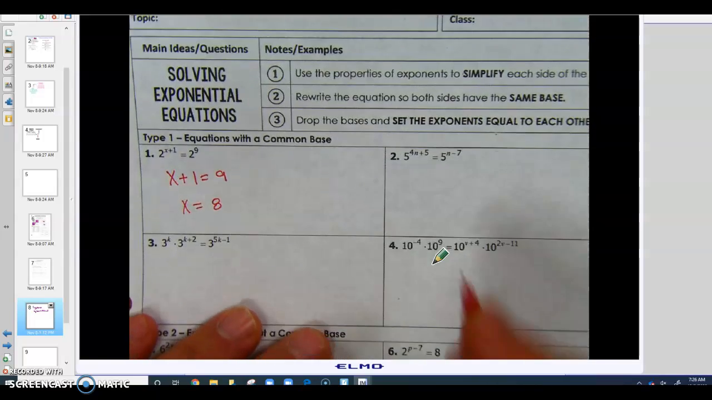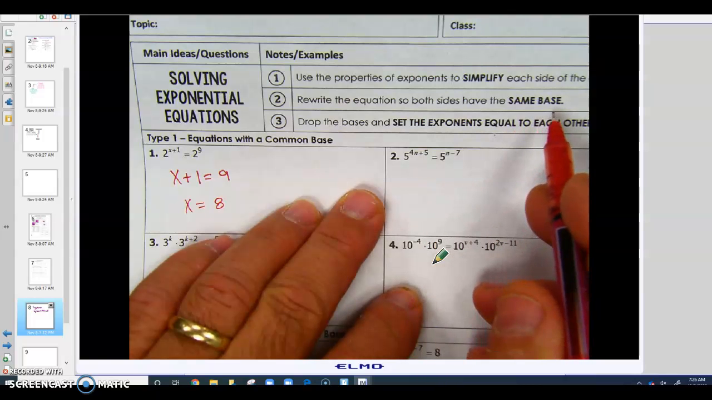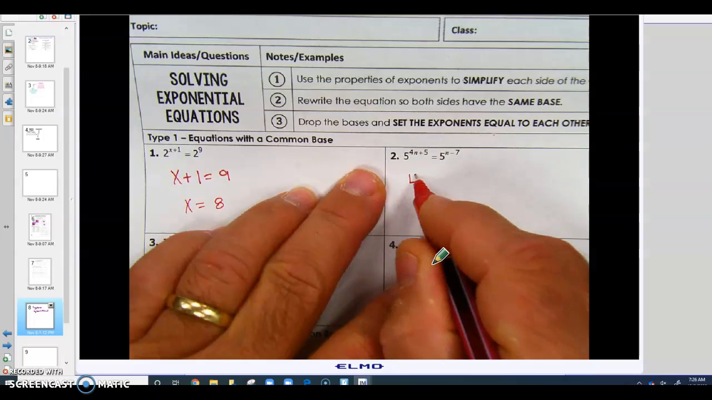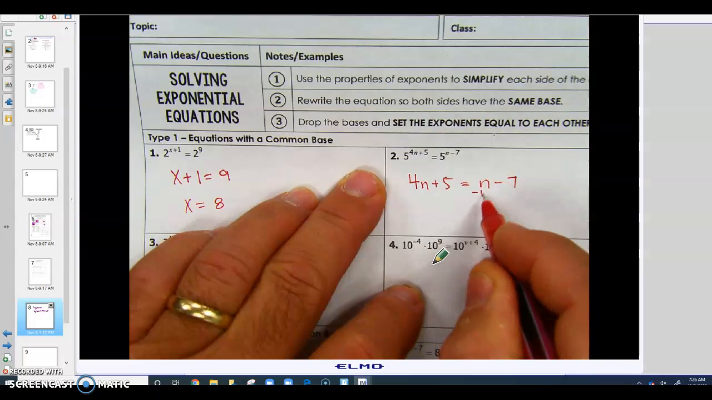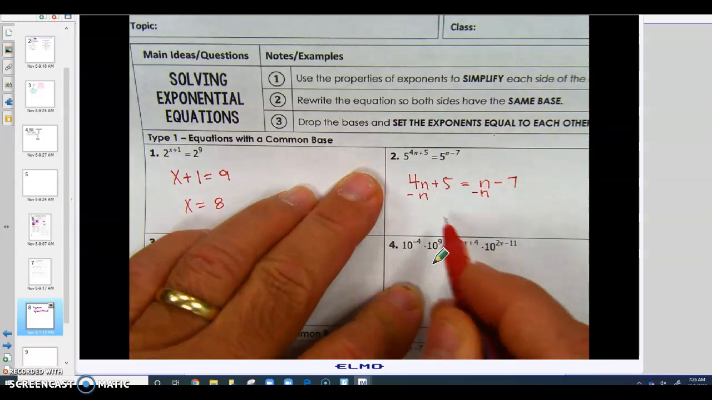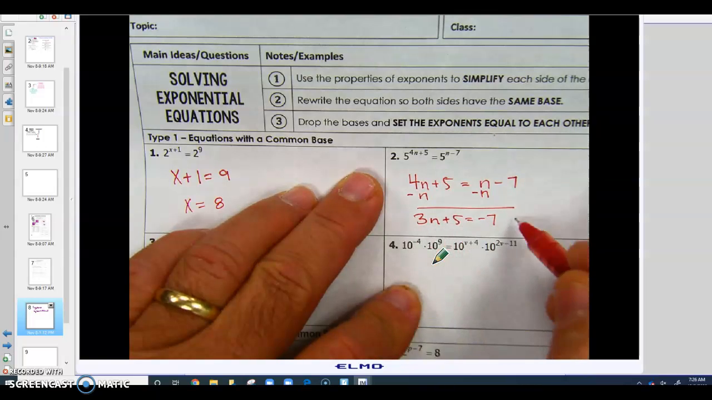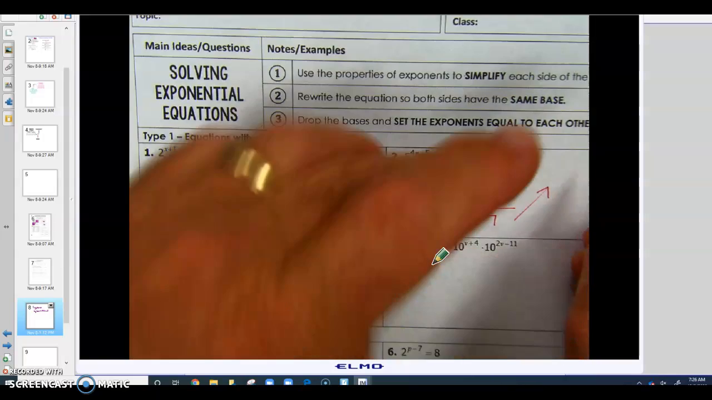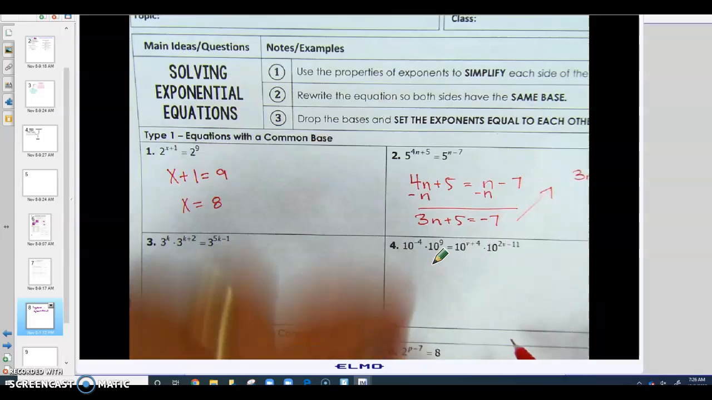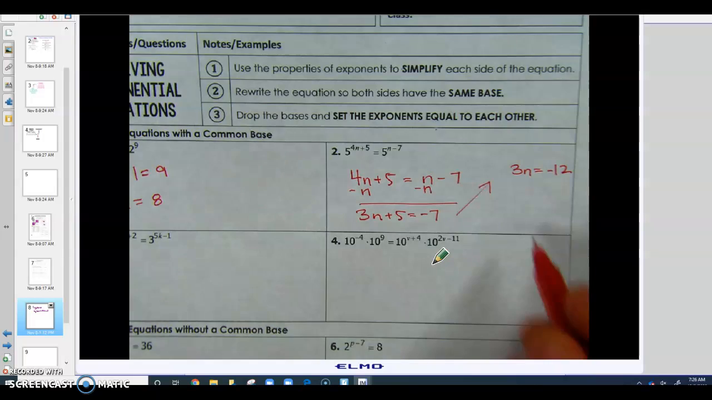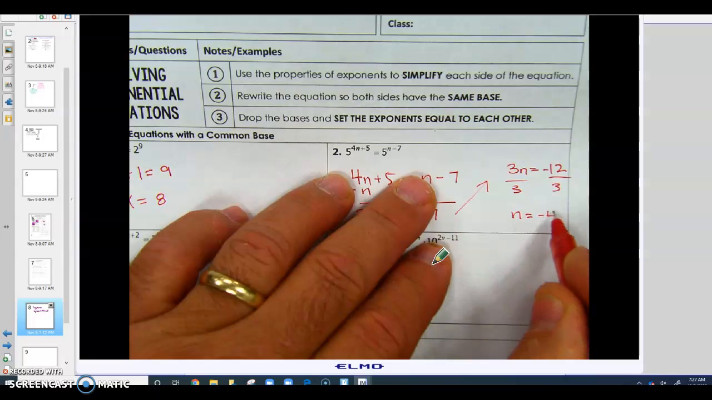Same thing on number 2. Step 1 and step 2 are already done. There's nothing to simplify, and the bases are already the same. So just drop the base and solve. Subtract n from both sides. You get 3n plus 5 equals negative 7. Subtract 5 from both sides. 3n equals negative 12. And then divide both sides by 3. N equals negative 4. All right?